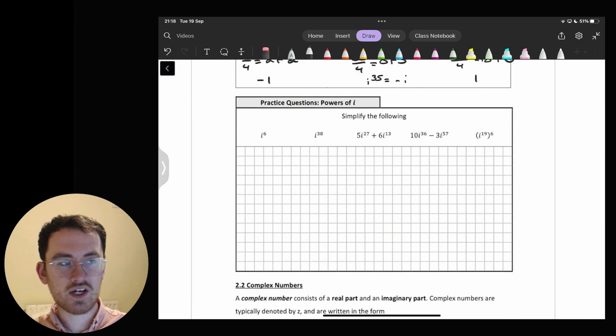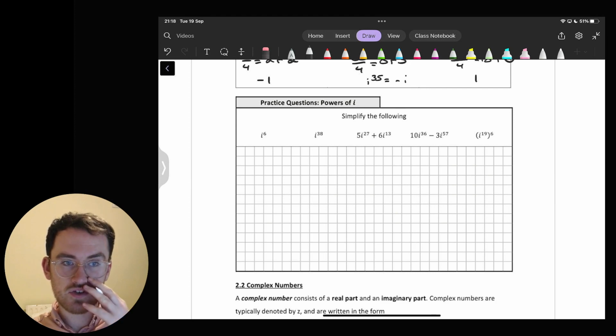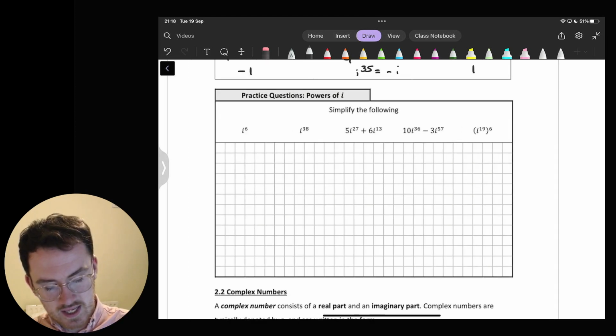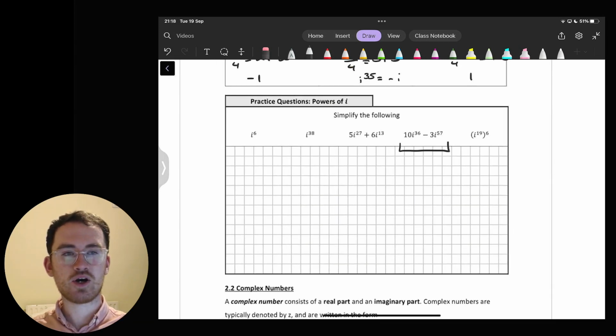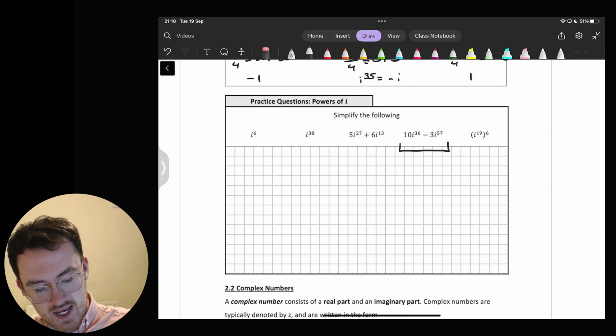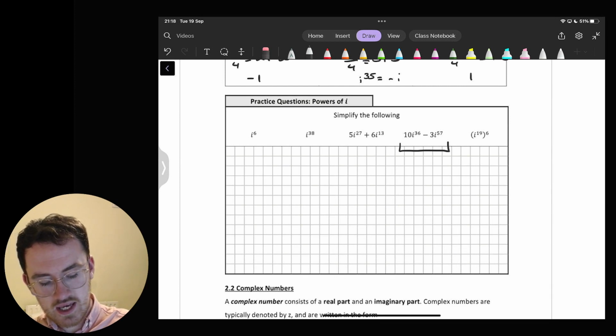Same thing goes with all of the powers we're looking at here. If we were to work out all of these values, we divide by 4 and compute what the result would be. I'm going to leave some of these for you to do yourself. We might just look at one of them. Let's say we look at this example here, 10i to the power of 36 minus 3i to the power of 57. Let's compute those values.